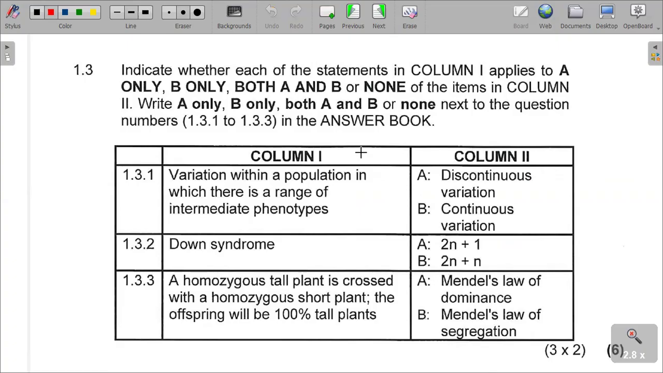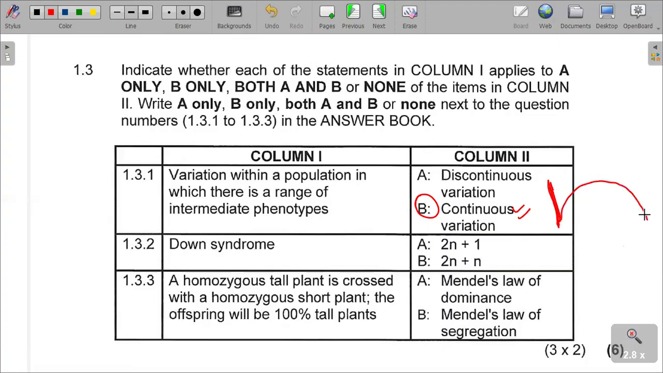We know that it can be A, it can be both, it can be none, or it can be A and B. So the first is saying a variation within a population in which there is a range of intermediate phenotypes. What is it called? In terms of variation, it is called continuous variation, which sometimes you might be asked to draw or see on a graph.